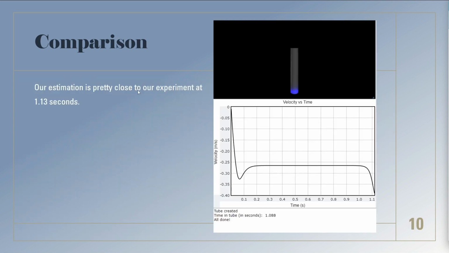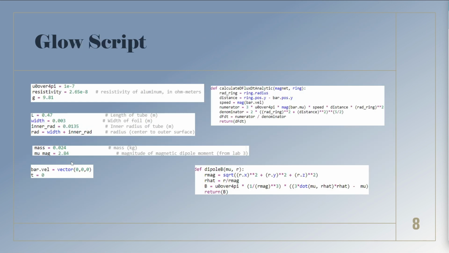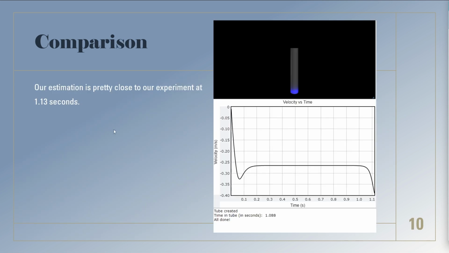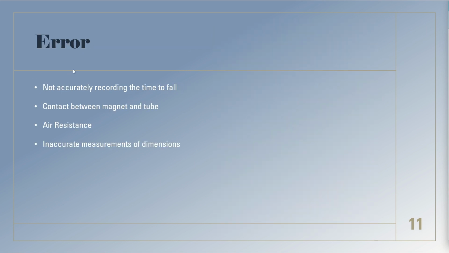What do we know? Our estimate is pretty close to the experiment, and with that we can say that the results from lab 3 may be inaccurate because of our mu, which was 2.84. But other than that, possible sources of error: every lab has some type of error, such as not accurately recording the time of the fall, contact between the magnet and tube, air resistance, inaccurate measurement of dimensions. All types of things could have messed up the results.